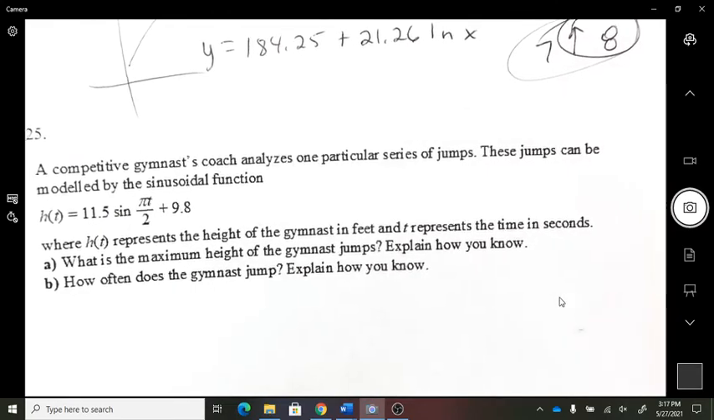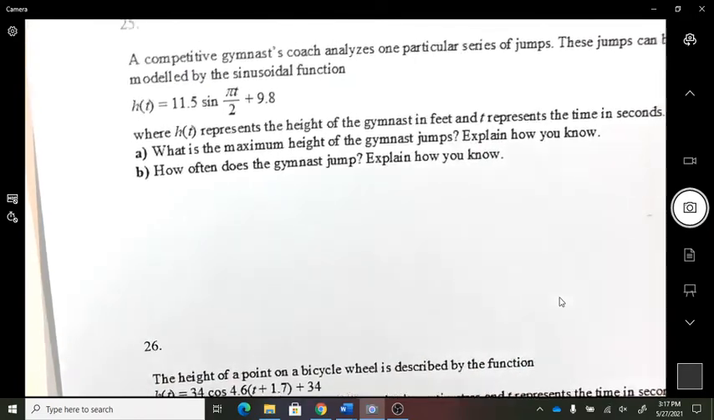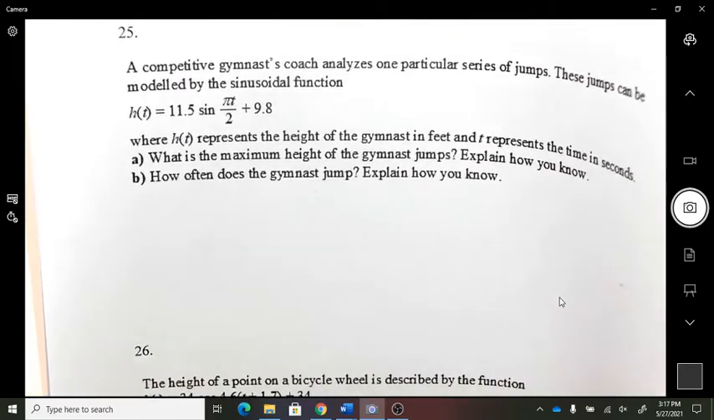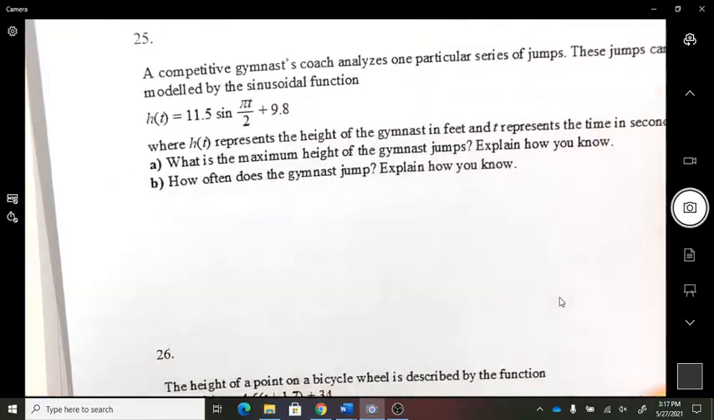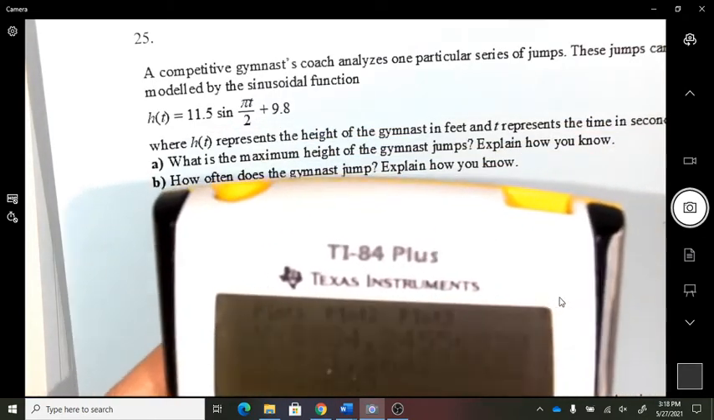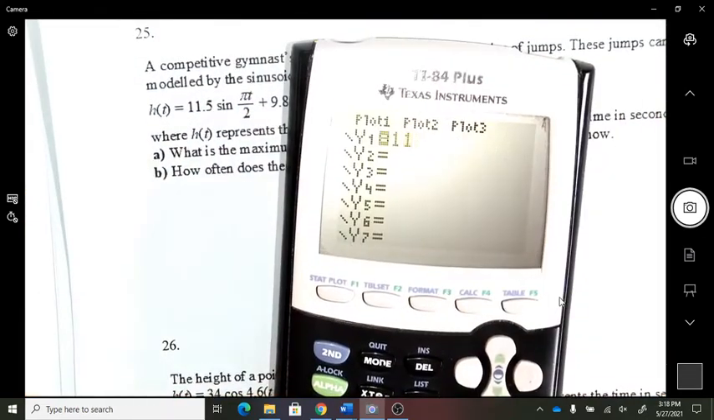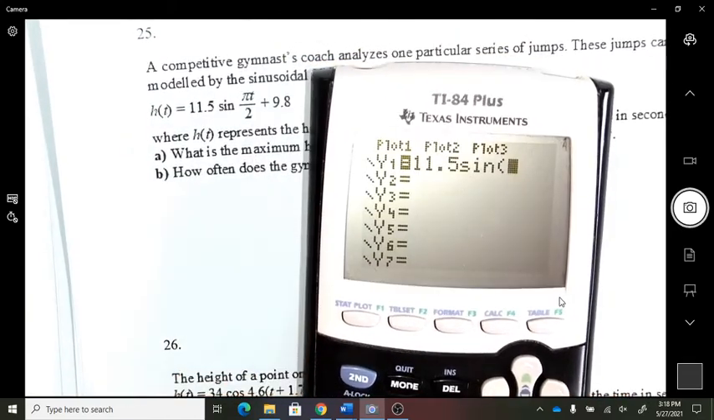Okay, let's do this one. I'm running out of time here. Let's try to get through one more. Okay, so a gymnast jumps, so let's go y equals clear 11.5 sine. You're probably going to need some brackets here. Pi divided by 2x plus 9.8.